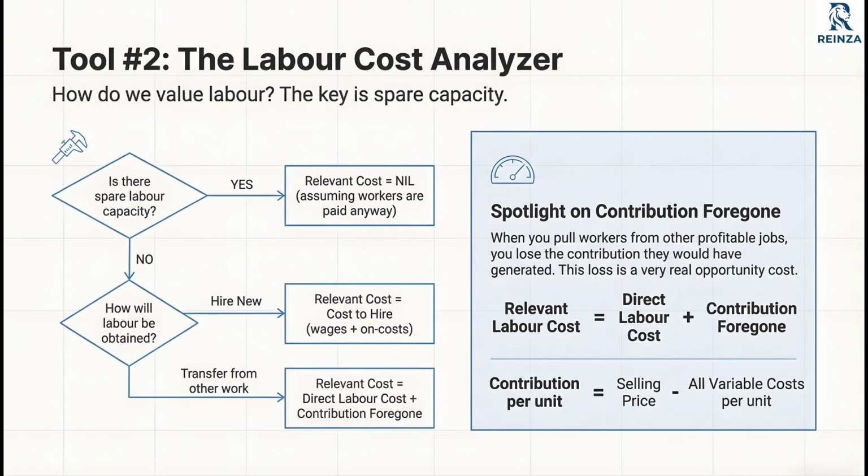And how do you calculate contribution? Contribution per unit equals selling price minus all variable costs per unit. Exam tip. Watch for questions that mention workers being transferred from other production. This is a signal that you need to calculate the contribution foregone and add it to the labor cost.